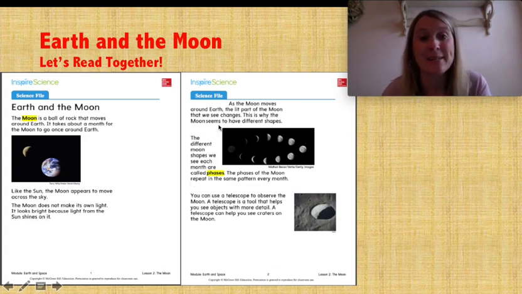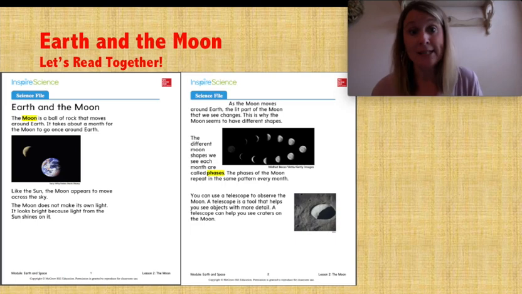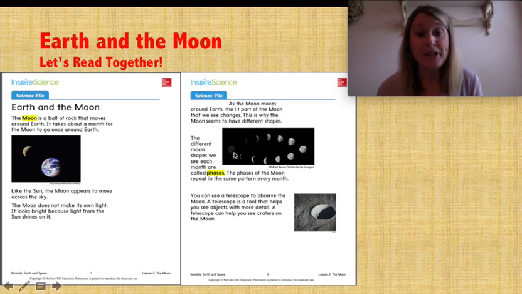Let's go over to this next page. As the moon moves around Earth, the lit part of the moon that we see changes. So that's important, right? The moon isn't changing, just the part that's lit up is changing. This is why the moon seems to have different shapes. So it says it seems to have different shapes. It doesn't mean that it is a different shape, correct? And I like this picture right here because it shows how different parts of the moon are in shadow depending on where it is in its orbit.